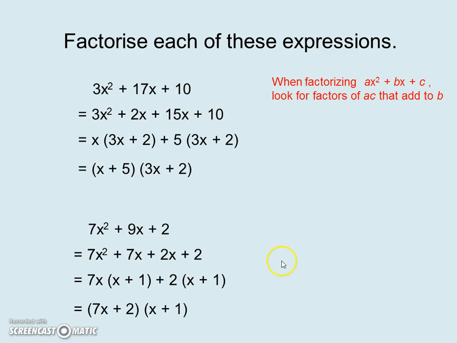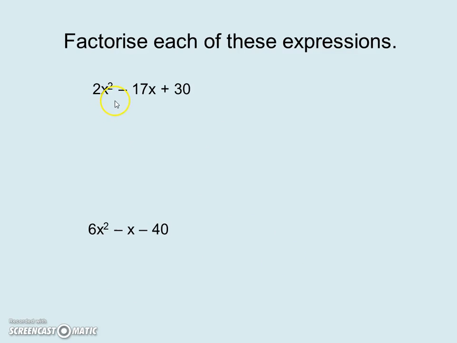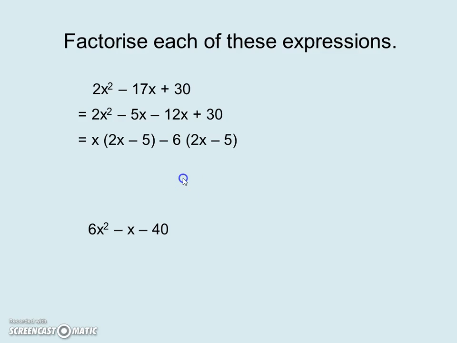Okay, more examples. This time we've got 2 times 30 is 60. Factors of 60 that add up to negative 17. 5 times 12 is 60, so it's negative 5, negative 12. Take common factors from there and common factors from there, and you will factorize it.